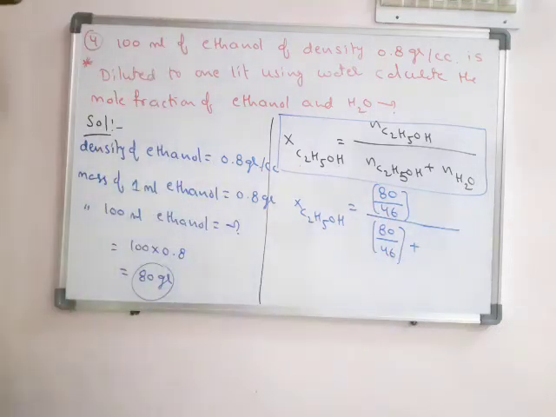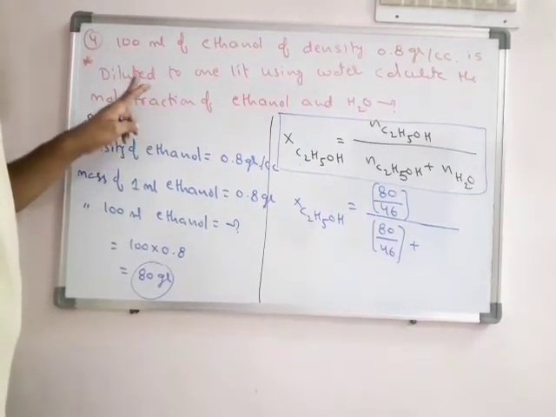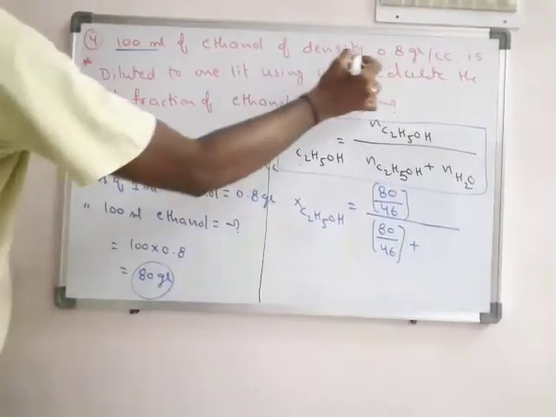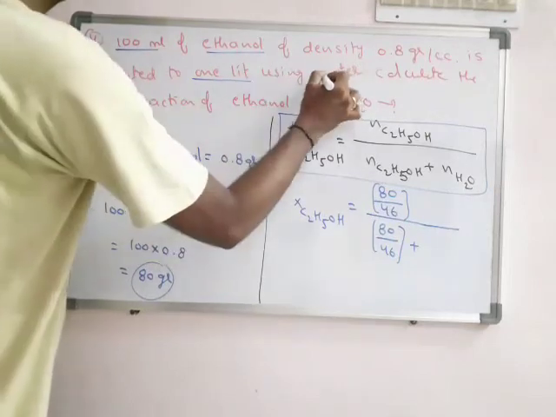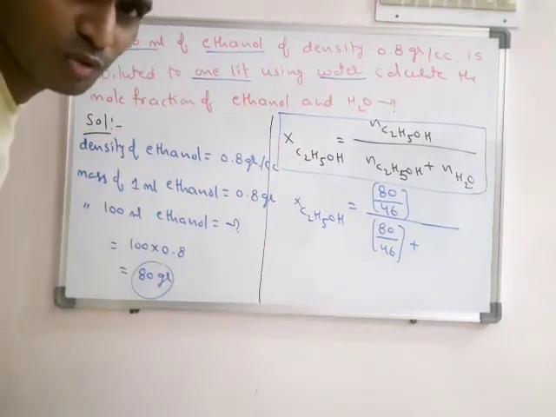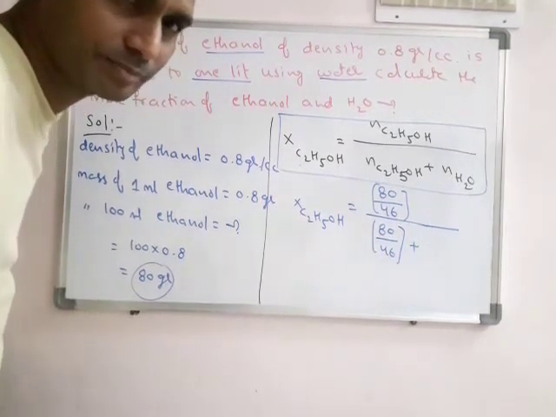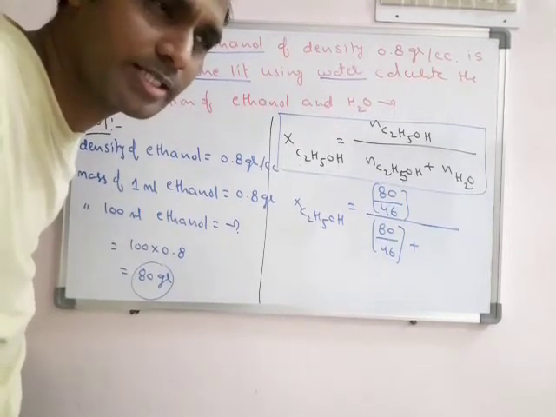Plus number of moles of water. So how much water is there? It is given 100 milliliter of this solute, ethanol, made to 1 liter using water. So 100 milliliter is ethanol, remaining 900 milliliter is water. Water density is 1 gram per cc. The water density will not be given to us, we have to remember it. Water density 1 gram per cc.